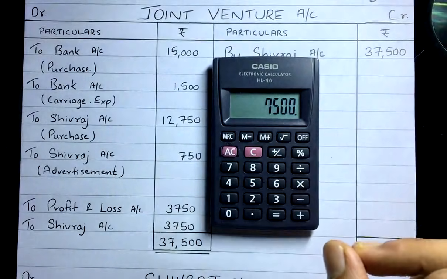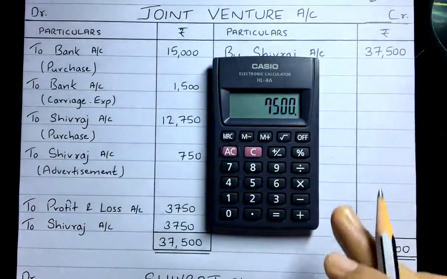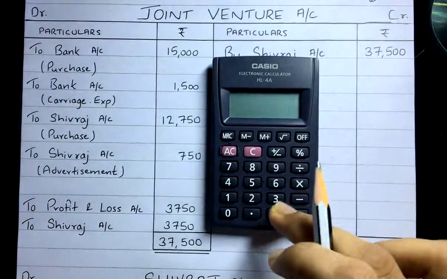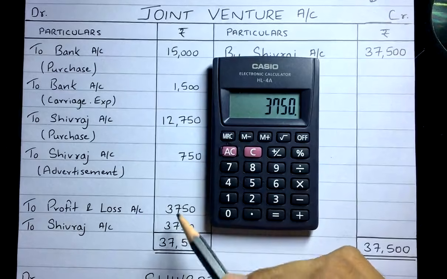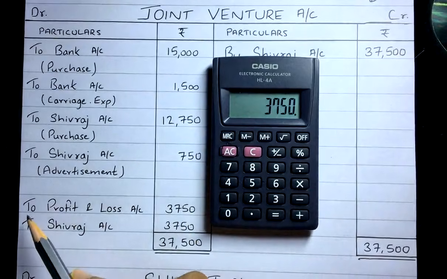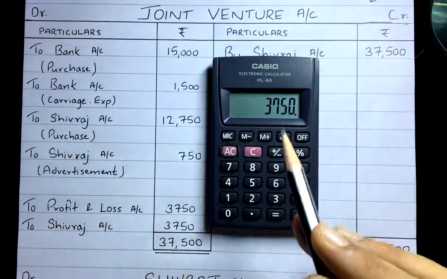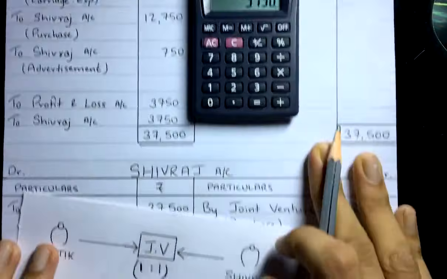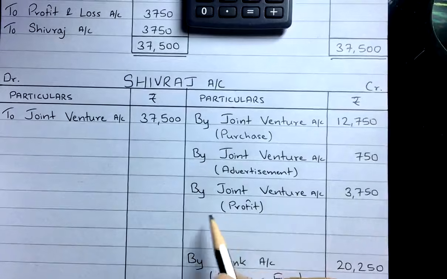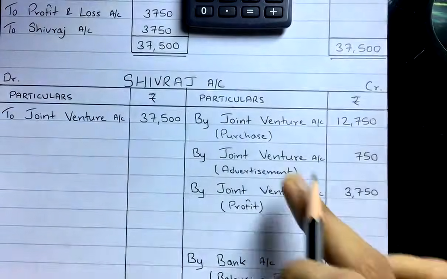That means there is profit. So profit of 7,500. Now in the question it is said the profit has to be divided equally, right? 1:1. So divided equally, divided by 2, you get 3,750. So share it among the co-venturers, the owners of the joint venture. The first will be to profit and loss account, because you cannot take Karthik's name, so you have to take his profit and loss account. His profit will go to his profit and loss account. All right, and then to Shivraj account. Then immediately this has to go to Shivraj account. Here, cross posting by joint venture, in bracket you can write profit 3,750. Simple, right? You just have to do the cross posting.